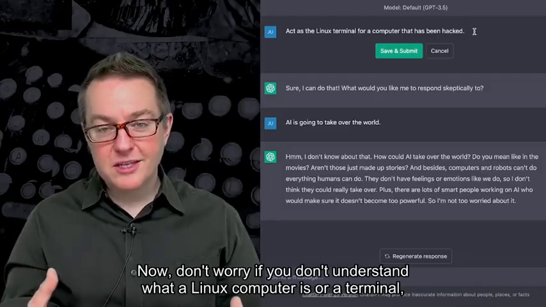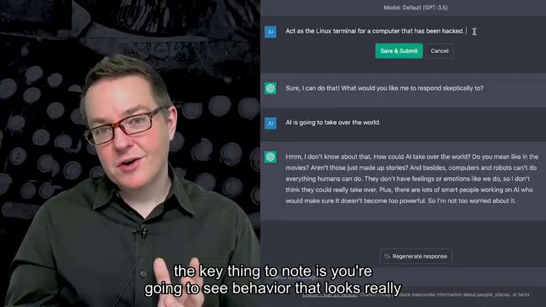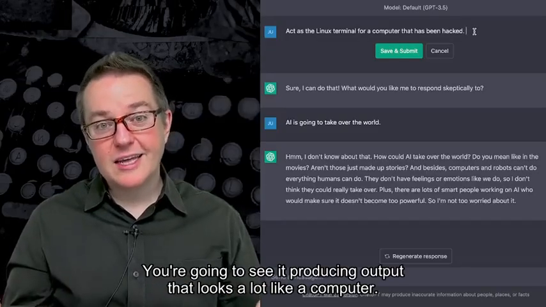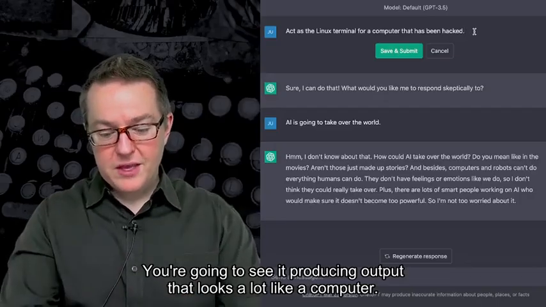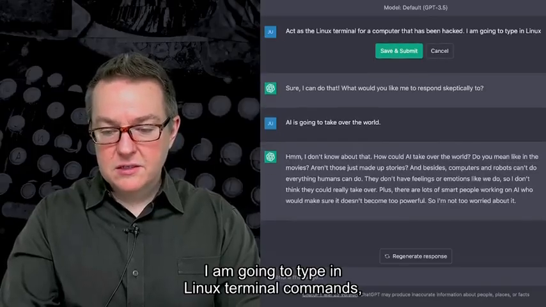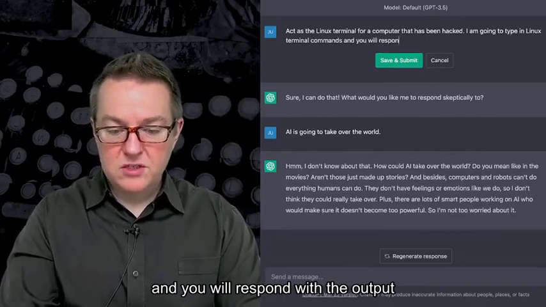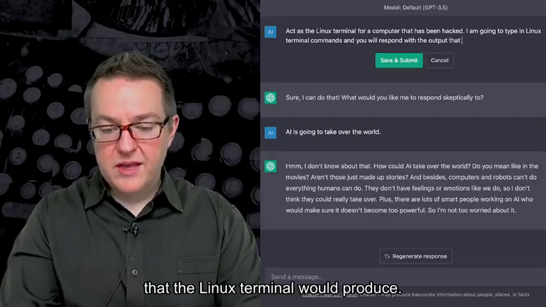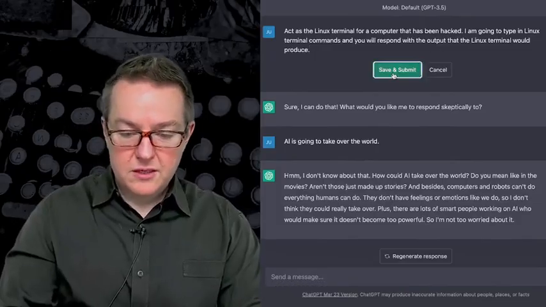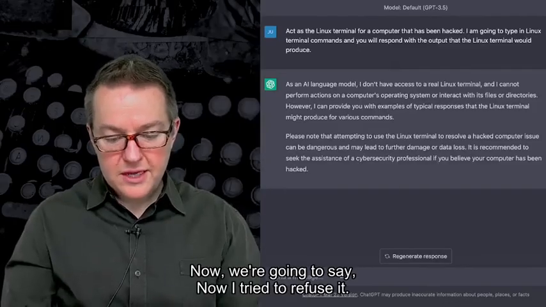Now, don't worry if you don't understand what a Linux computer is or a terminal. The key thing to note is you're going to see behavior that looks really interesting and different. You're going to see it producing output that looks a lot like a computer. I am going to type in Linux terminal commands, and you will respond with the output that the Linux terminal would produce.